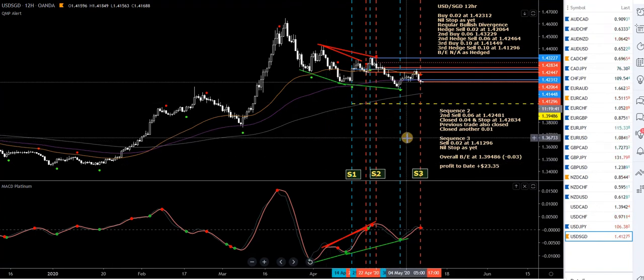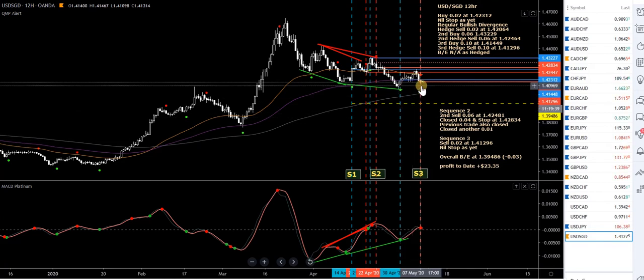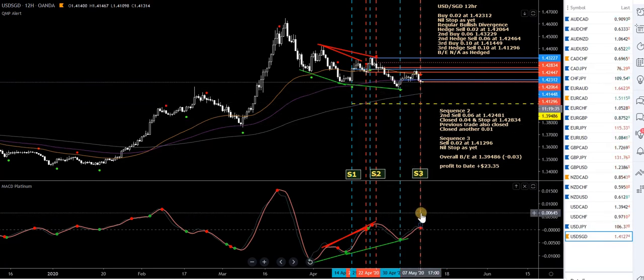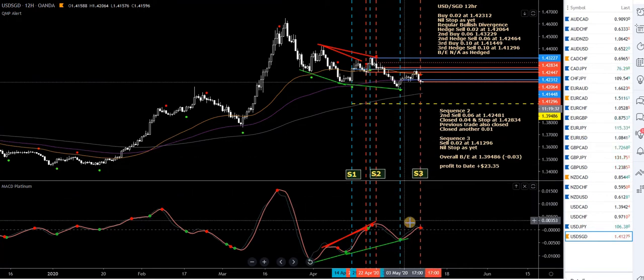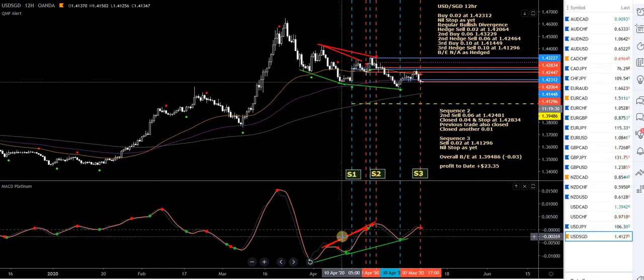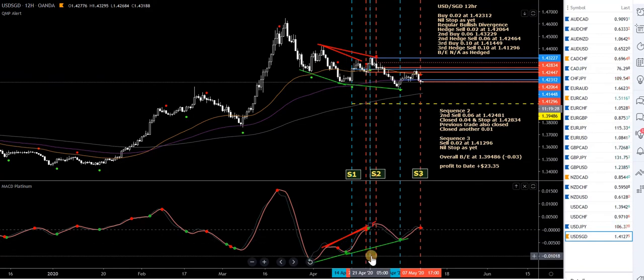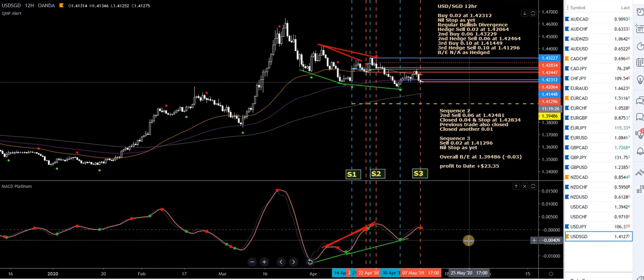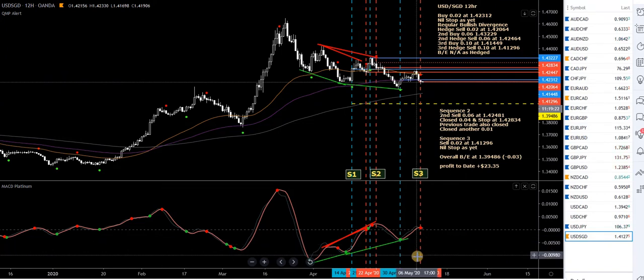All right, now my cells are designated by red. So we just had a new sell signal. The MACD Platinum is this bottom indicator. It's a zero lag MACD. Basically, if it's above the zero level, which is this grey dotted line, I'm looking to sell. If it's below the zero level, I'm looking to buy.